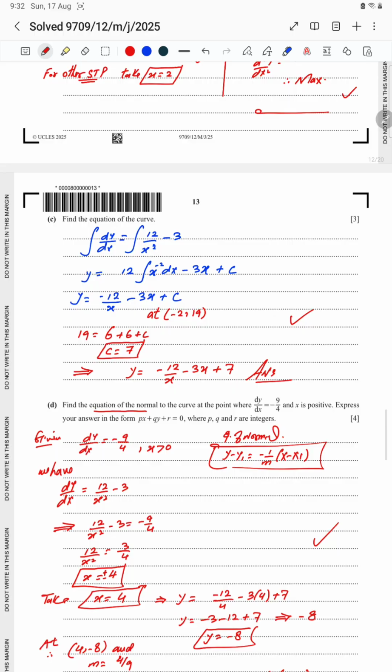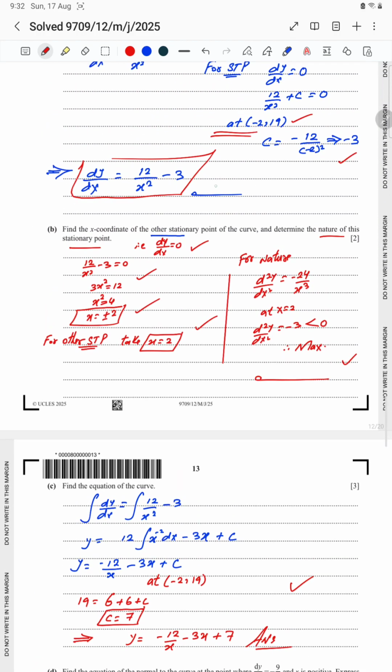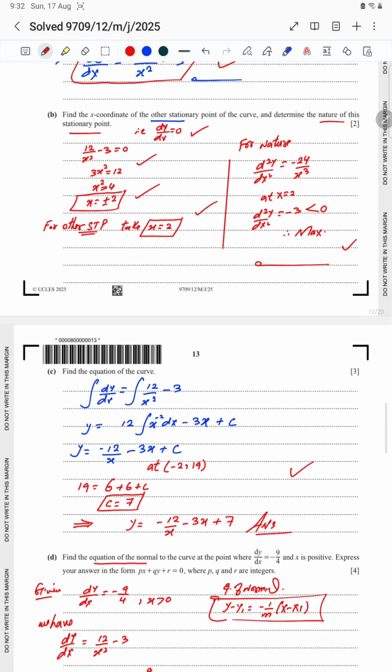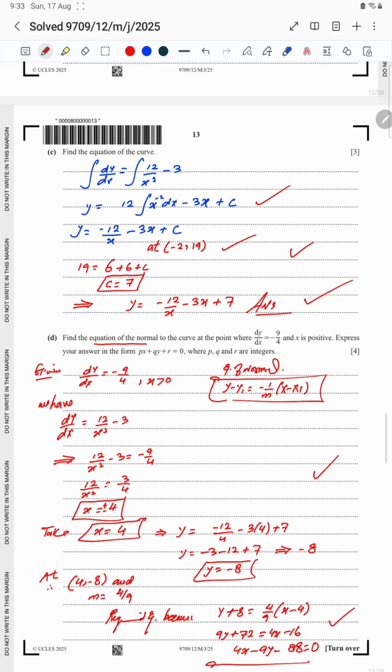C part, find the equation of the curve. Okay, for the equation of the curve, we need y in terms of x. So we again integrate the first result of dy by dx from part A, and we place the constant of integration, and again the point given to us at the start of the question, that the curve passes through (-2, 19). So replacing it, we got c is equal to 7, and then finally the equation is y equal to -12 by x minus 3x plus 7. So 3 marks, easy one.